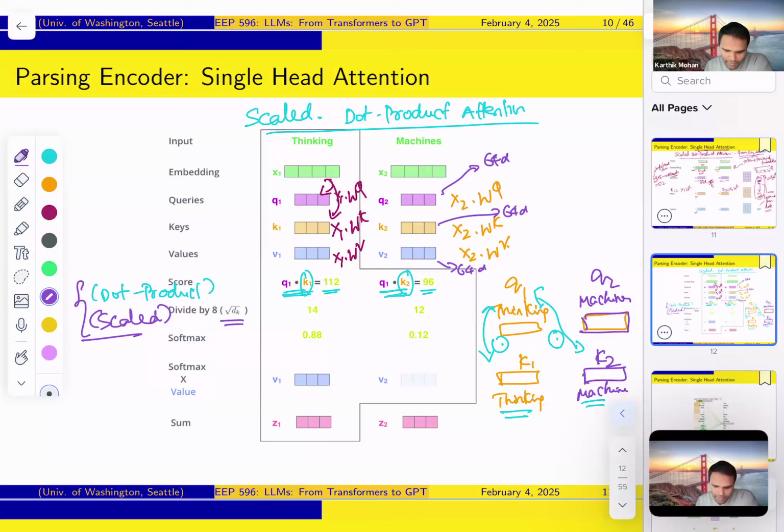So you scale it by that, and they found that by doing the scaling, it helps with getting the softmax scores more easily, and also it helps with learning as well. So there is some magic in here on how you decided to scale by this number or that number. This is something people have experimented with and figured out it works, right? So once we scale it, we get 14 and 12. And then how do you get 0.88 and 0.12 from here and here?